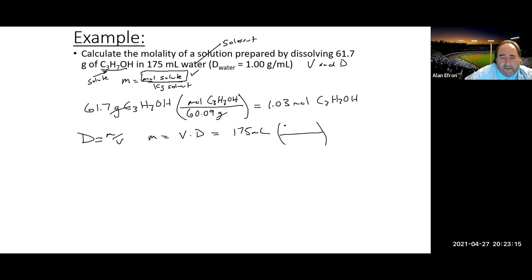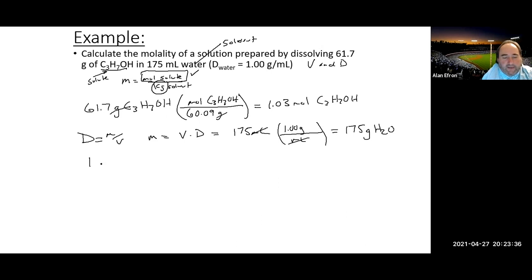The density of water is 1 gram per milliliter. I think I could do this math. It gives me 175 grams of water, which is our solvent. That is not what we need, though, because the bottom here for molality is kilograms. So we do have to do that conversion.